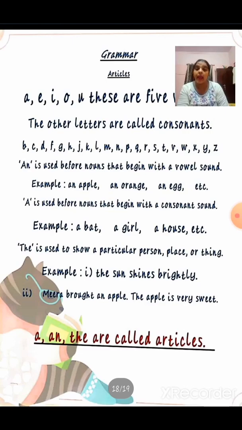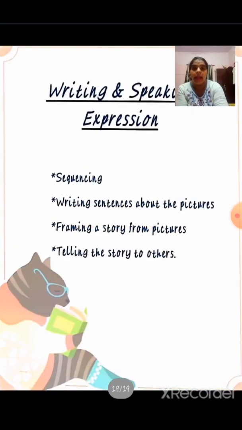We use an before the apple in the first sentence, and in second sentence we used the, because we are talking about the same apple, that particular apple. So that's why we used the. So a, an and the are called articles. So in this way, I hope you all have understood articles. So let's move to our next section, and that is writing and speaking expressions.